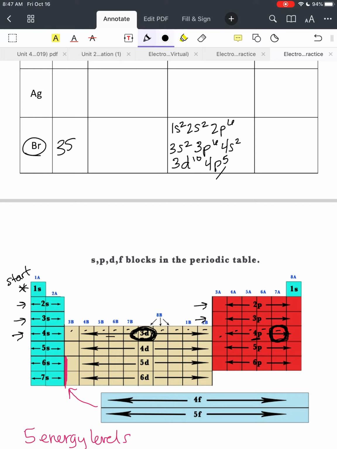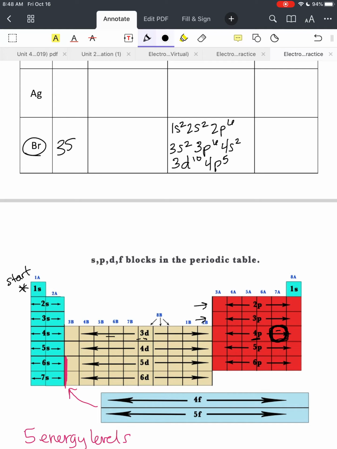And if I add all these up, then I should get my 35. Okay, so that was very tedious, all right? That was a lot of writing. So what I want to do now is go ahead and show you this noble gas configuration with bromine, and then we'll do silver all together as the last one.